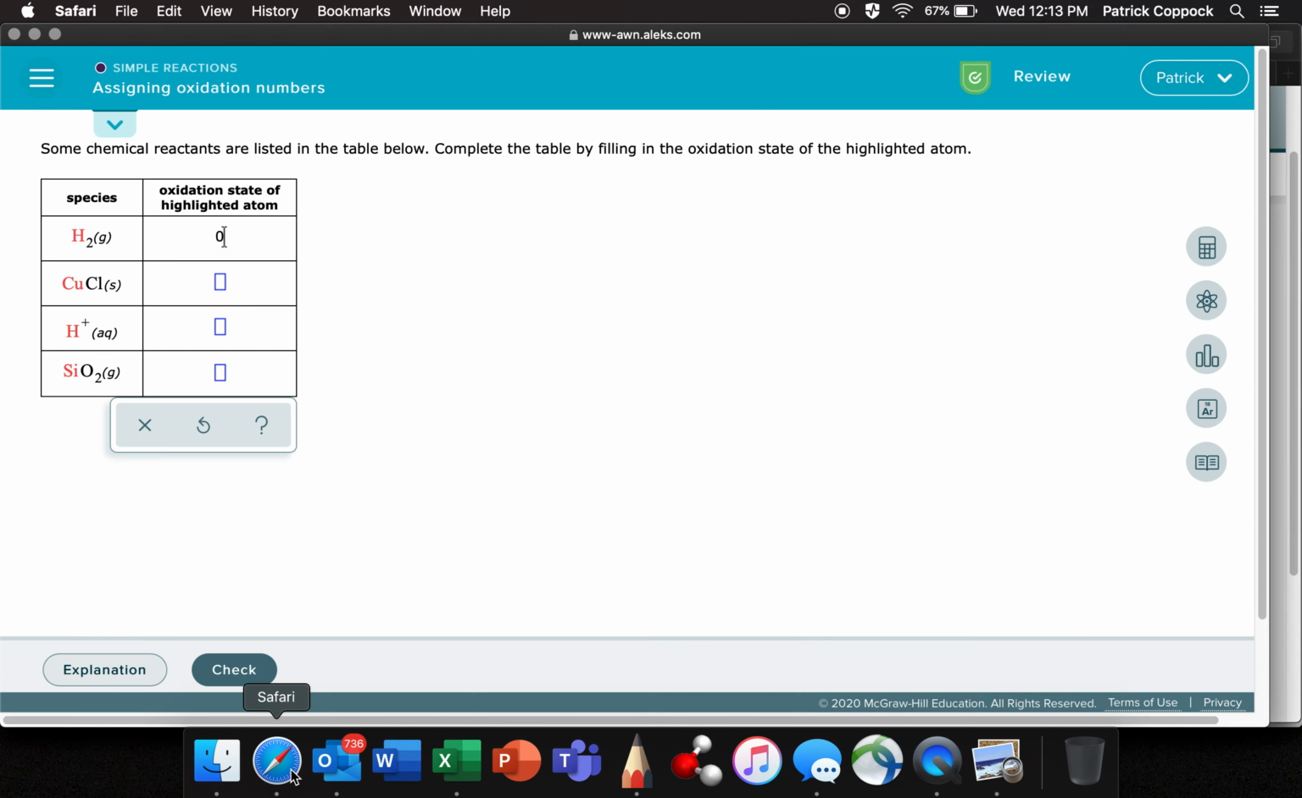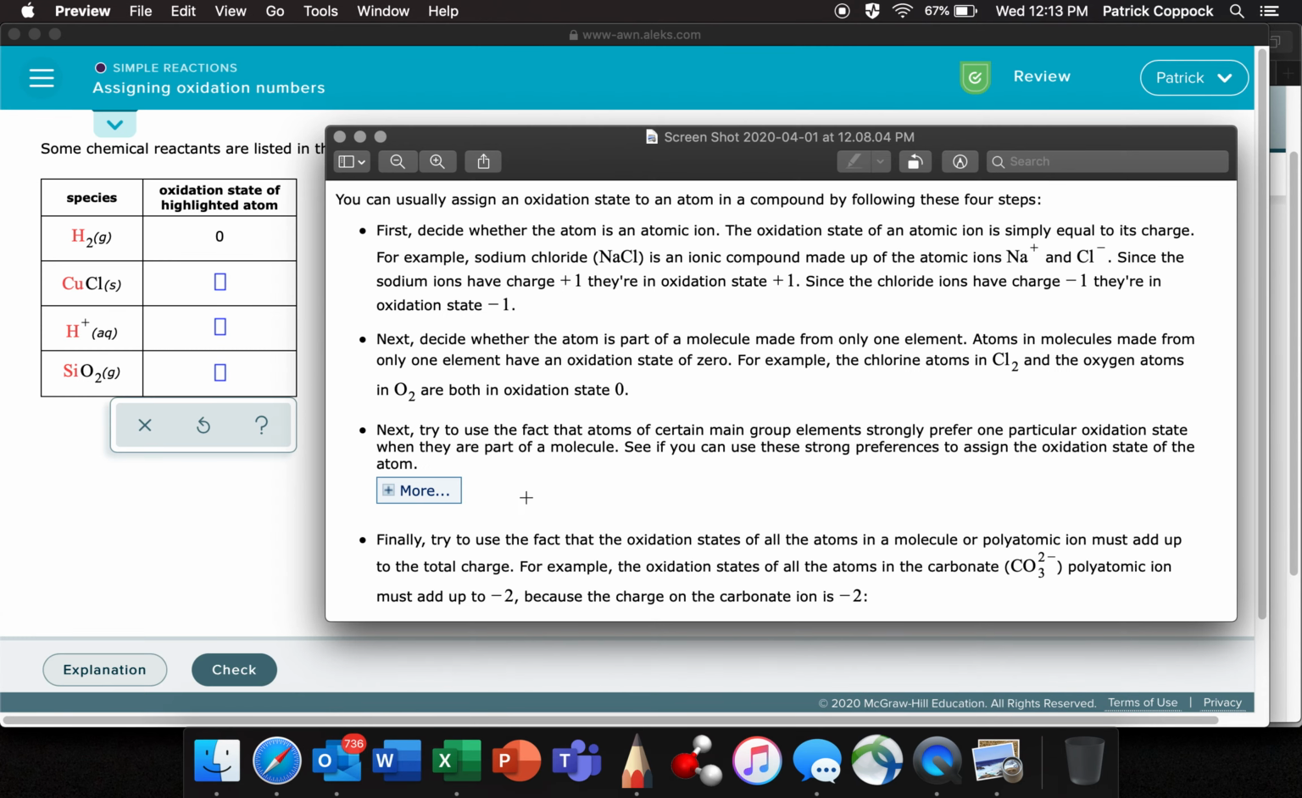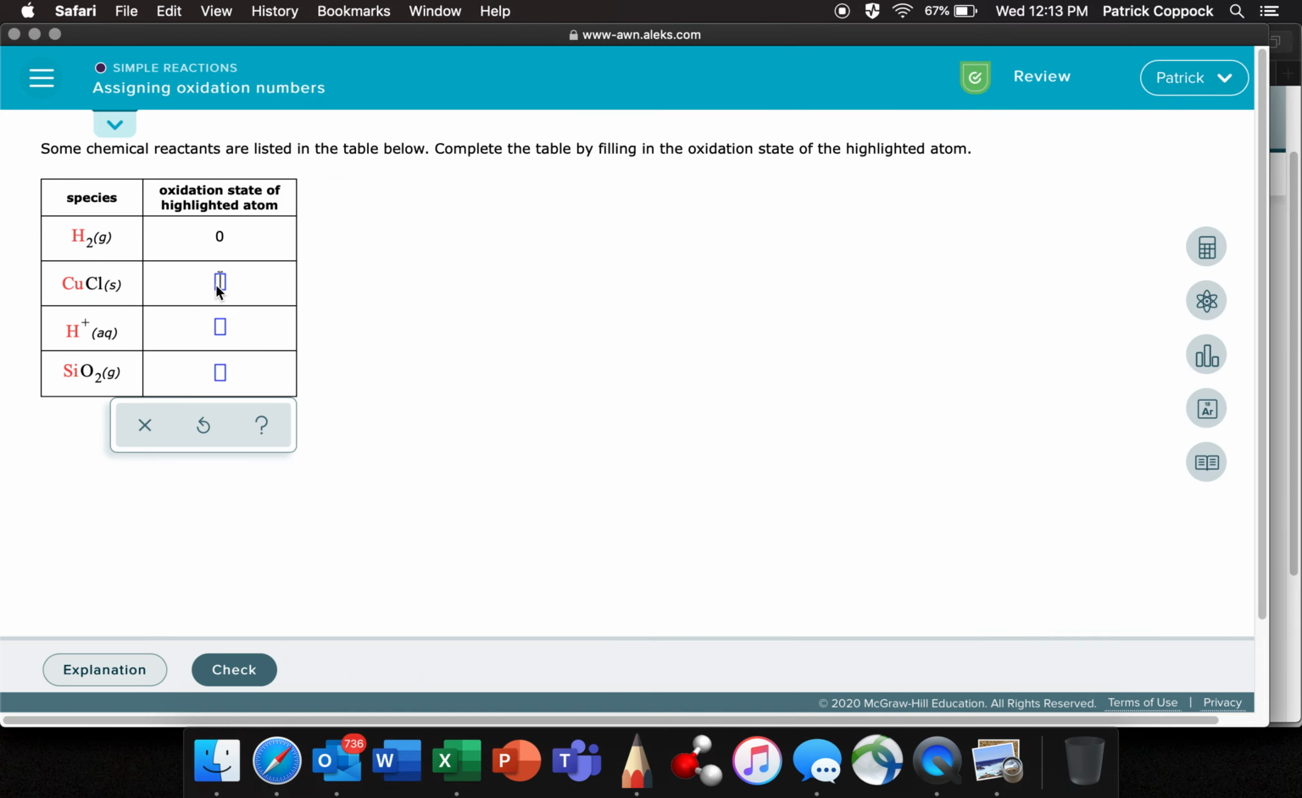Again, if you don't know why that is, then you need to click on that button right there, okay? But it's a main group element. We know it's always -1. And so consequently, copper must be +1, all right? And that's it. So let's move on to the next one.